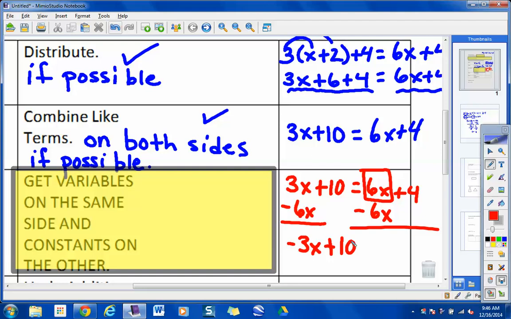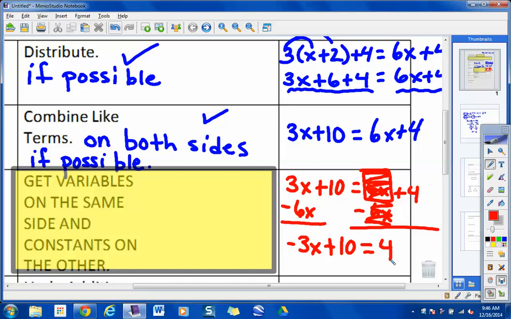On the right side, you got a positive 6x and a negative 6x, which are really going to do what to each other, gang? What are these going to do to each other here and here? They're gone, right? What are you left with on the right side then? Positive 4. Oh my goodness. I've simply gotten the variables on the same side. Instead of having variables on two sides, we now just have a variable on one side.